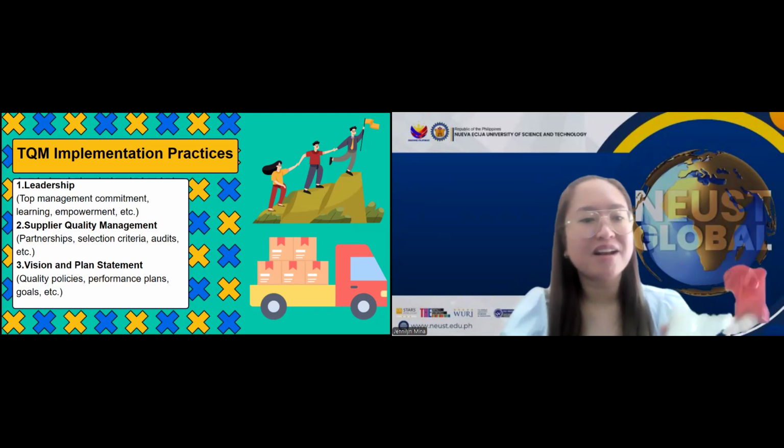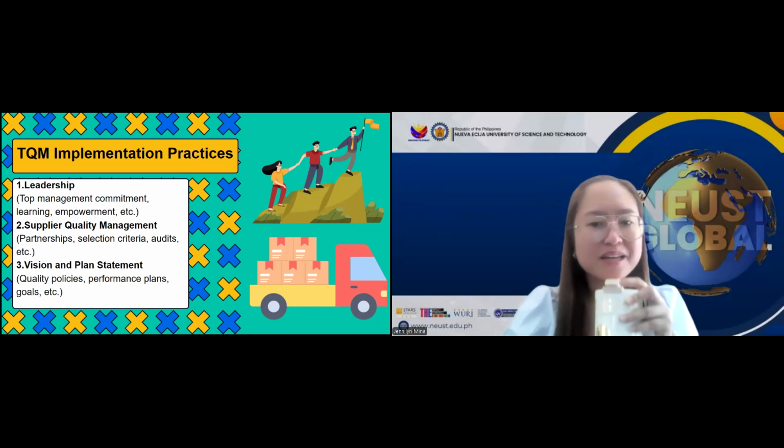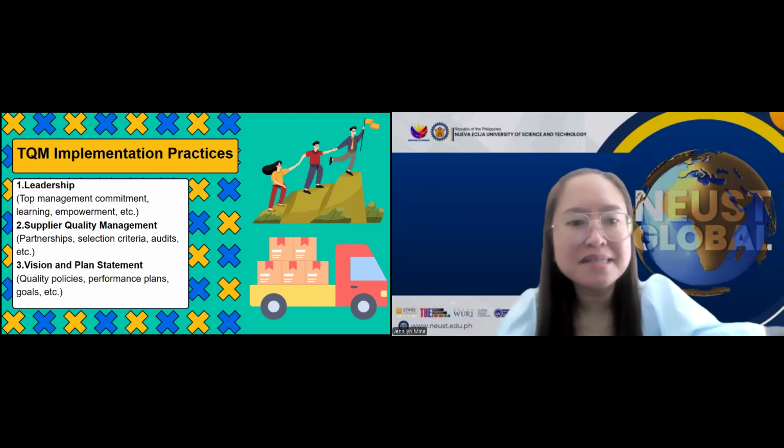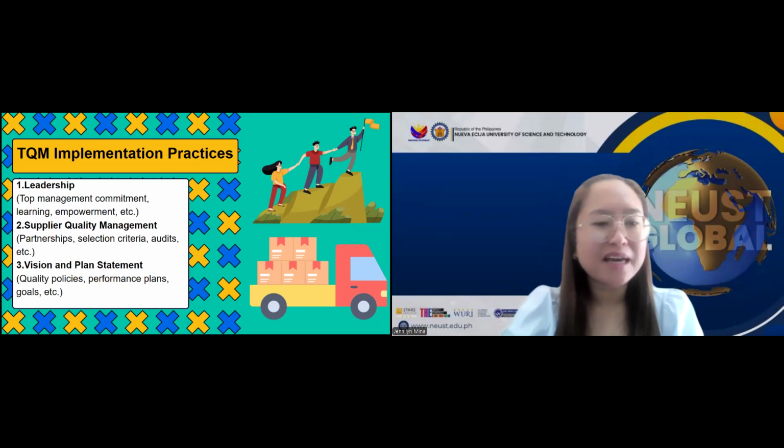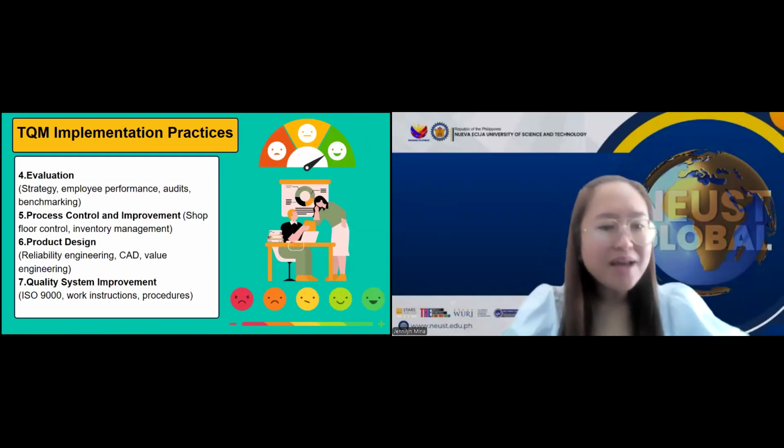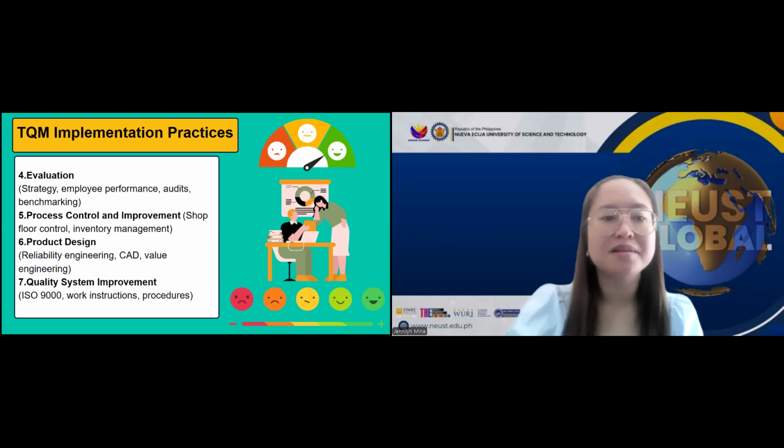So when they are implementing these total quality management practices, we can say that businesses enhance quality, they improve efficiency, they gain customer trust, which will lead to long-term success. All right, so let's continue our discussion.